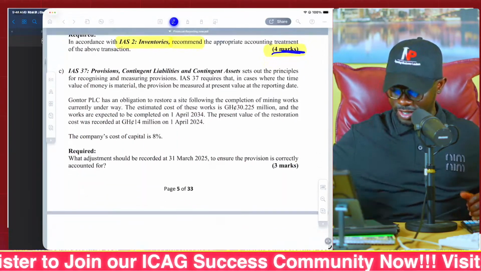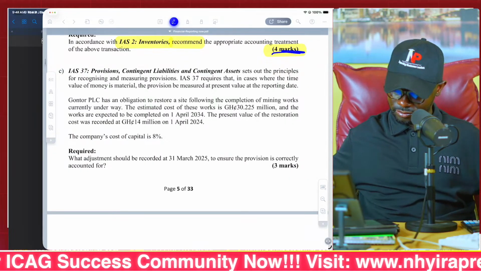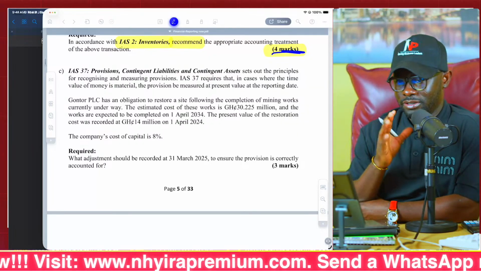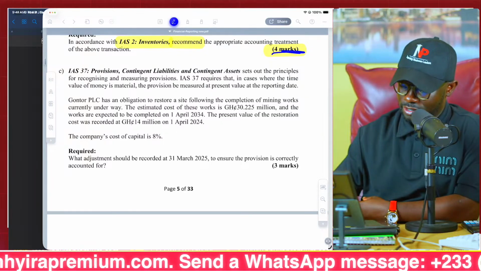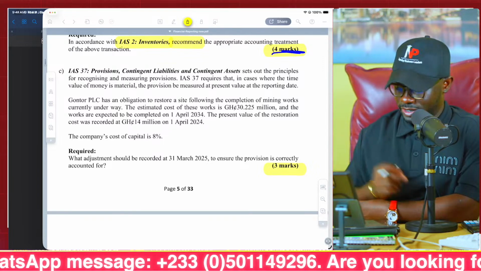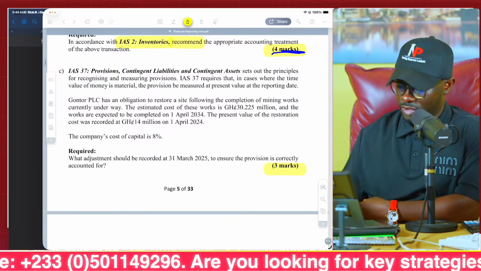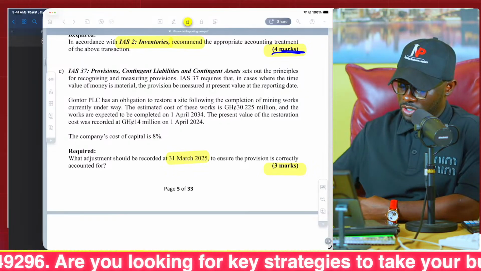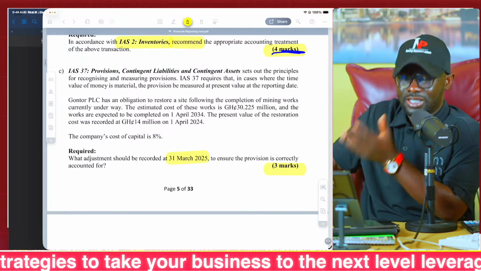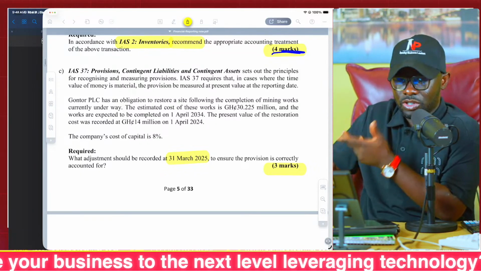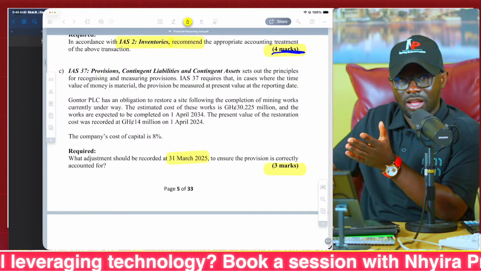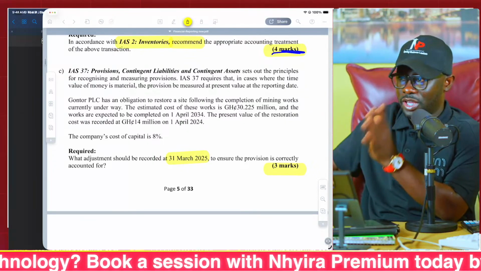Let's go to the C aspect of the question here as well. Now, I want you to pay attention to the C aspect of this question. Quite an interesting one. It is for 3 marks. What adjustment should be recorded at 31st March 2025 to ensure the provision is correctly accounted for? So here, the examiner is just asking you what adjustment? So specifically, we wouldn't need to really write a lot of English here. We could go straight up and be specific, and go away.